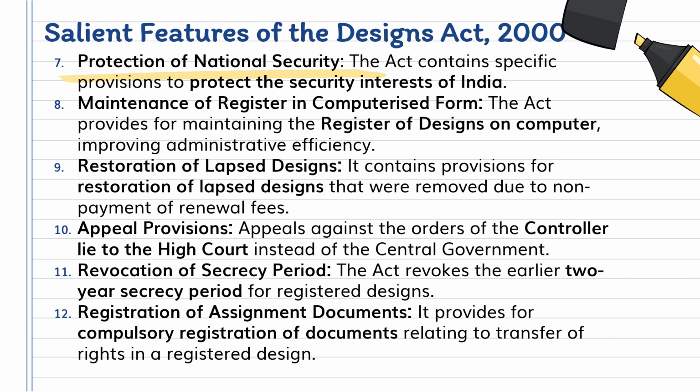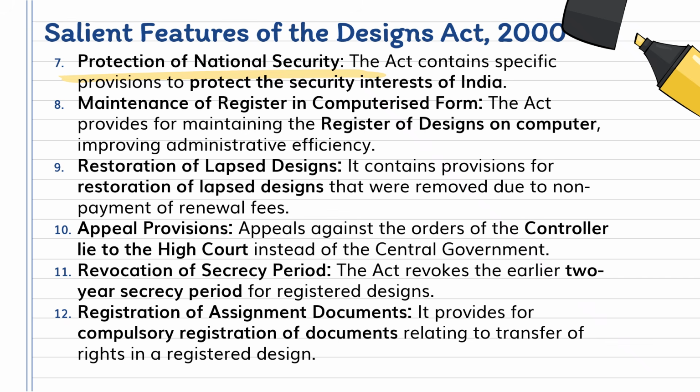Another important change is appeal provisions. Appeals against the order of the controller lie to the High Court instead of the central government. It means now appeals against the orders of the controller go to the High Court instead of the central government. Next one, revocation of secrecy period. The Act revokes the earlier 2 years secrecy period for registered designs.